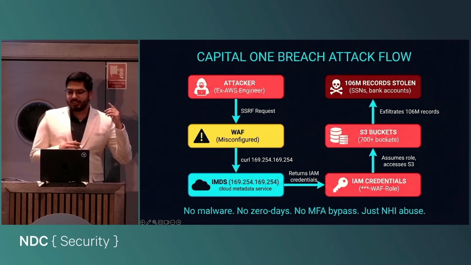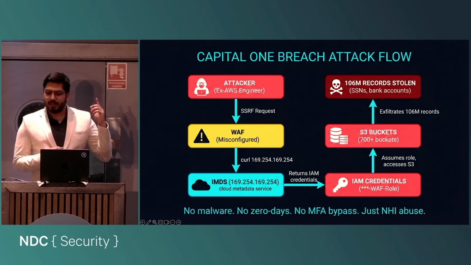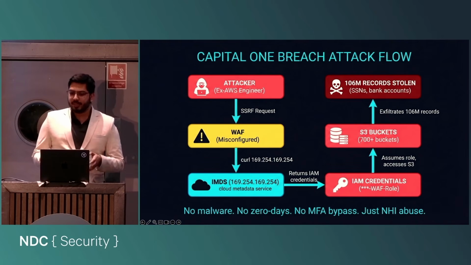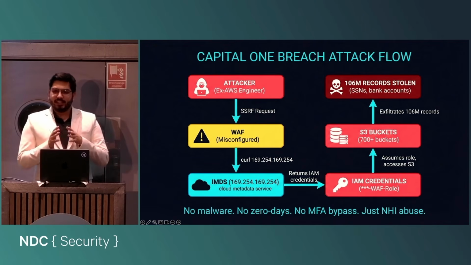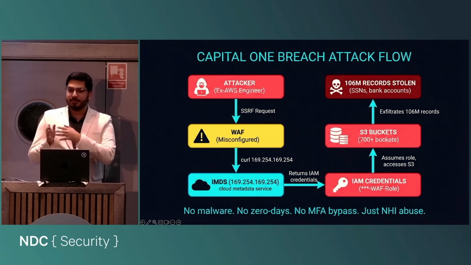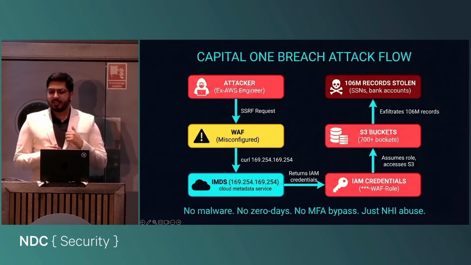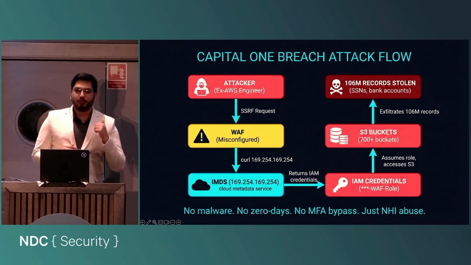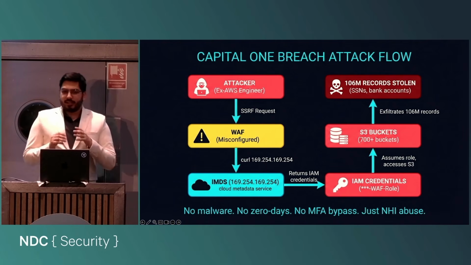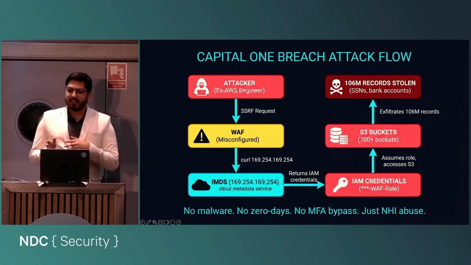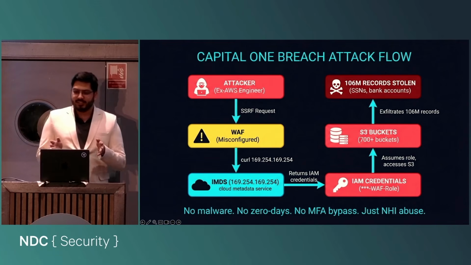Now I'll go through the attack flow of the breach. First she found a misconfigured WAF, the web application firewall that's supposed to block malicious requests, but this one allowed for server-side request forgery. This basically means that you can trick the server into making HTTP requests on your behalf. After this, she pointed that SSRF at 169.254.169.254. It's the AWS instance metadata service. This is a link-local address that every EC2 instance can reach.